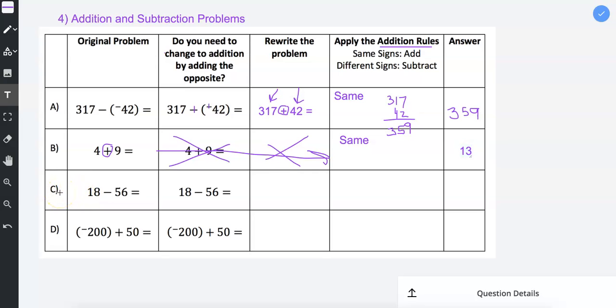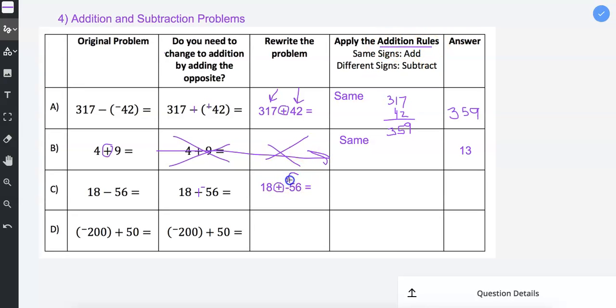Example C. When I look in between, I do not see an addition sign. So I need to change subtraction to addition. So I'm going to add the opposite to change this to addition. And then I will rewrite the problem. This is 18 plus a negative 56. And now that there's an addition sign in between, we are allowed to apply the addition rules.